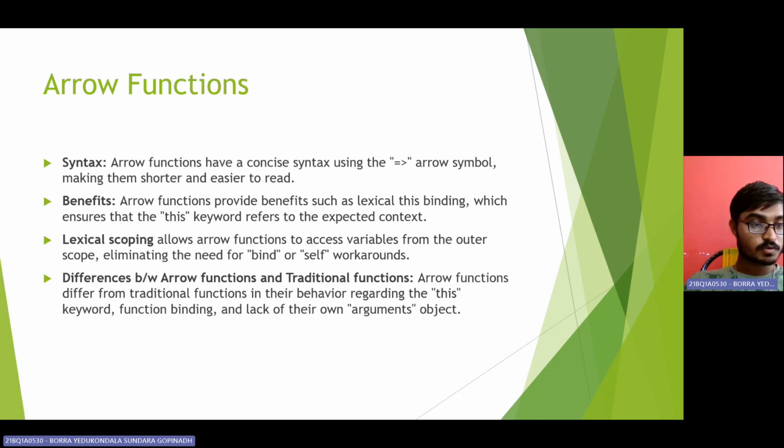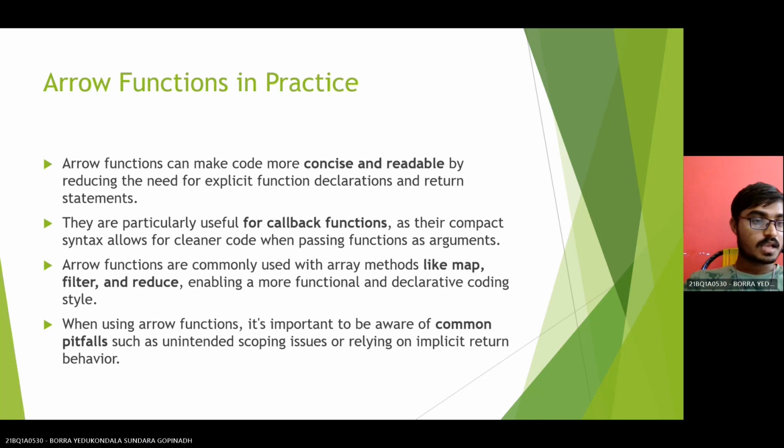Benefits: arrow functions provide benefits such as a lexical this binding, which ensures that the this keyword refers to the expected context. Difference between arrow functions and traditional functions: arrow functions differ from traditional functions in their behavior regarding the this keyword, function binding, and lack of their own arguments object.